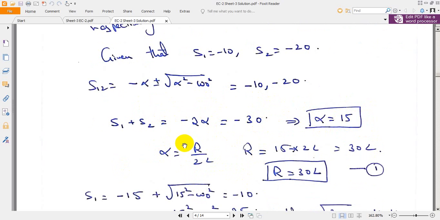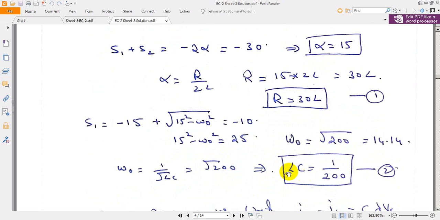And we also know for an RLC series circuit, alpha is equal to R by 2L. So in place of alpha, substitute R by 2L, you will get R is equal to 15 into 2L, which is equal to 30L. From here, we got a relation: R is equal to 30L. We know S1 is equal to minus 15 plus square root of 15 square minus omega naught square, which is equal to minus 10. We also know alpha square minus omega naught square is equal to 25.